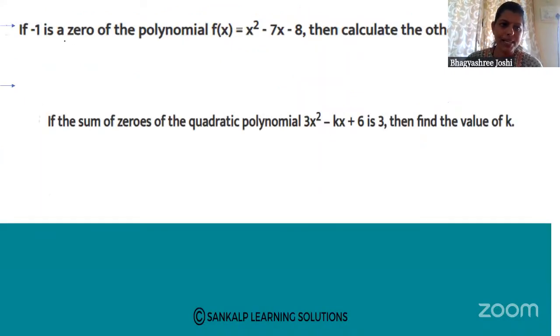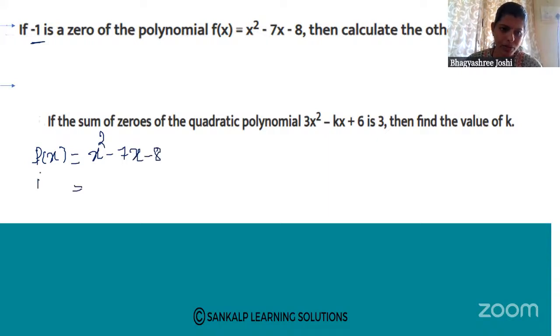If minus 1 is a zero of the polynomial f of x is equal to x square minus 7x minus 8, then calculate the other zero. So one zero they have given, we need to calculate the other zero. One zero is minus 1.